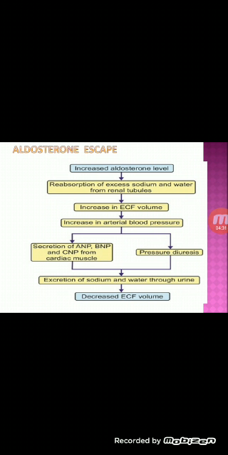The significance of aldosterone escape is this: when aldosterone secretion is decreased or absent, a very large amount of salt is lost in the urine. It decreases the content of salt and water in ECF, resulting in severe dehydration and low blood volume. The low blood volume leads to circulatory shock. If treatment is not given immediately, dehydration leads to death within a few days. This aldosterone escape is very important, and you need to write about its significance also.